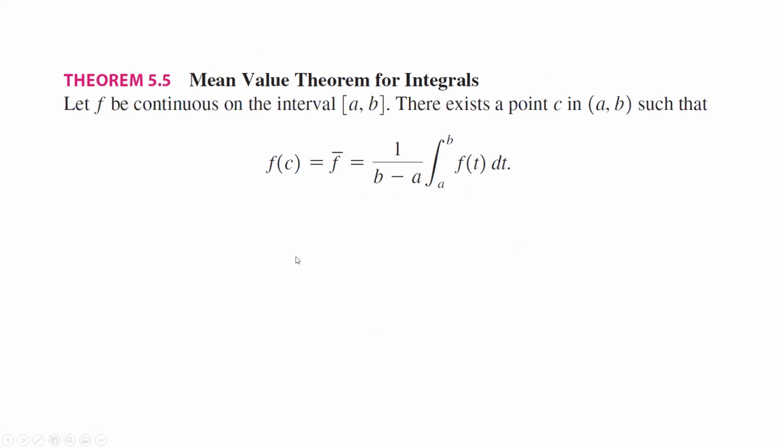Here's the way we can say it. If f is continuous on the interval a, b, then there exists a point C in the open interval a, b, such that f of C is equal to f bar.